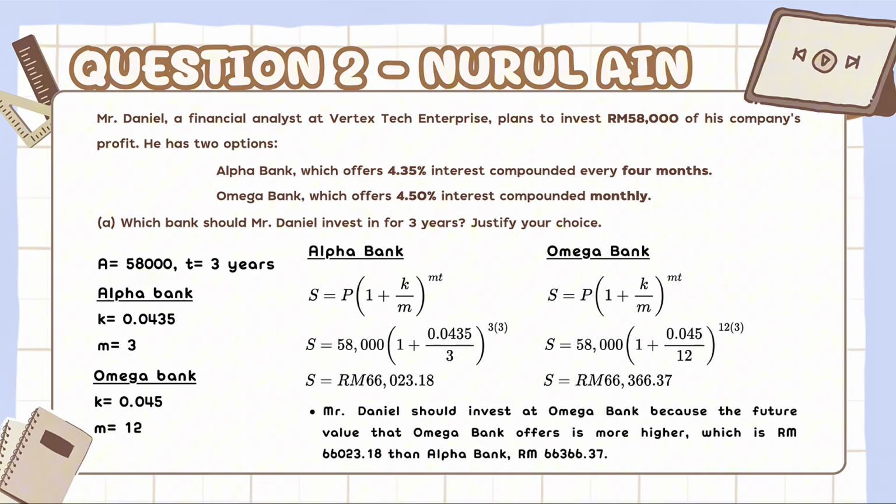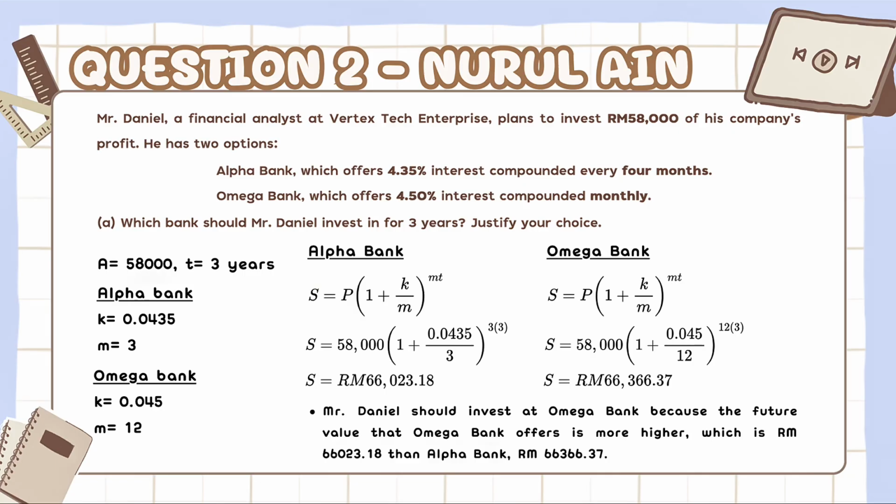For Part A, Question 2, Mr. Daniel, a financial analyst at Vertex Tech Enterprise, plans to invest RM 58,000 of his company's profit. He has two options: Alpha Bank, which offers 4.35% interest compounded every 4 months, and Omega Bank, which offers 4.50% interest compounded monthly. Question A, which bank should Mr. Daniel invest in for 3 years? Justify your choice.